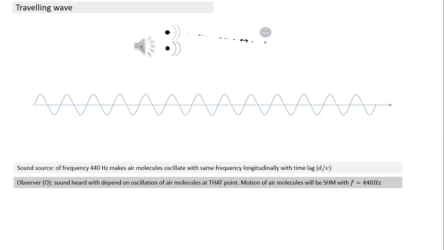I don't know what happened to my sound, why it is not working. It was supposed to create a sound here.